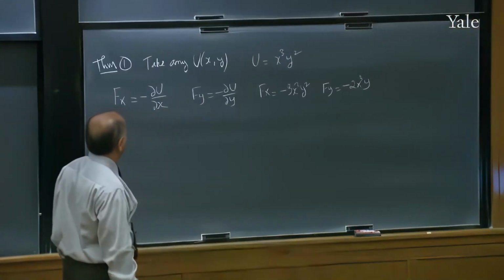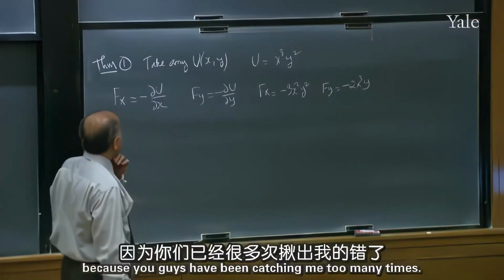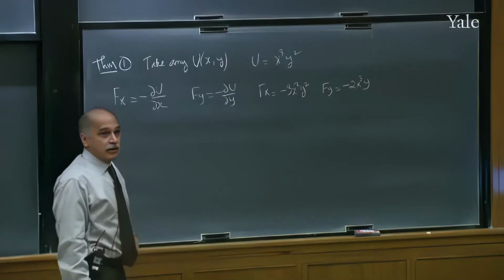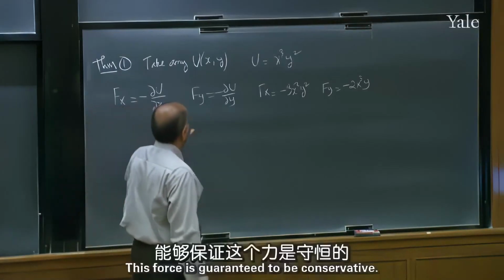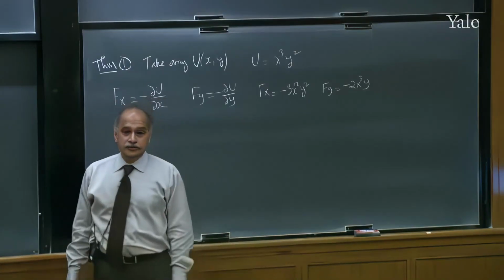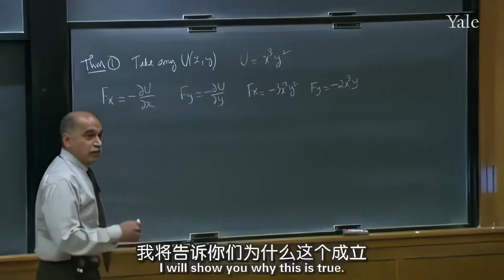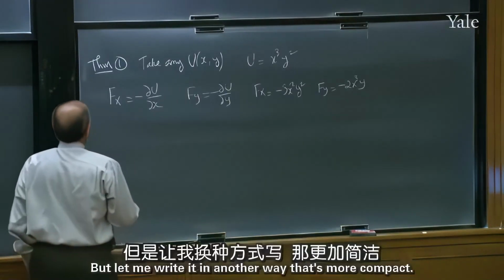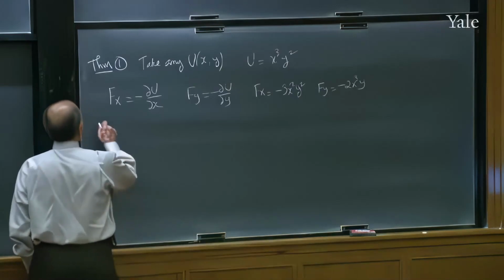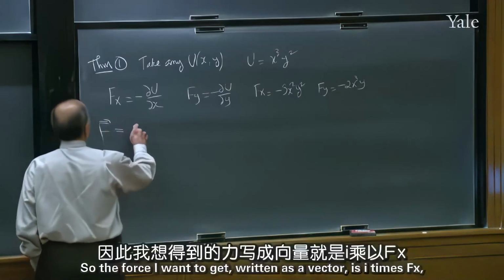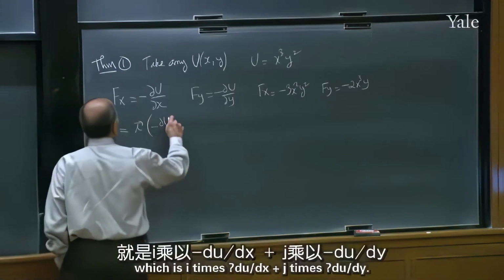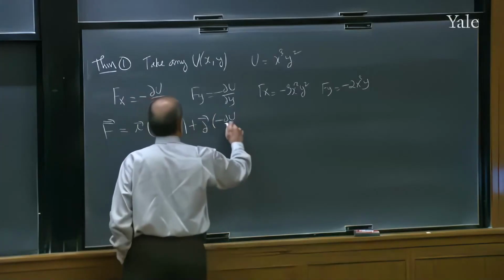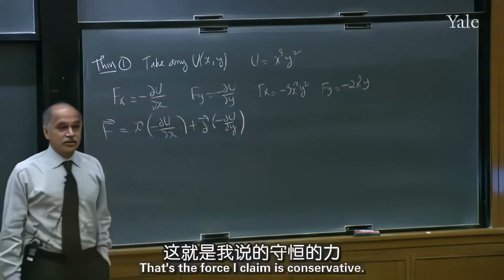Let me see if I got that right, because you guys have been catching me too many times. Okay, I think that's all right. This force is guaranteed to be conservative. I will show you why that is true. Why is this magic working? But let me write it in another way that's more compact. The force I want to get, written as a vector, is i times fx, which is i times minus du dx, plus j times minus du dy. That's the force I claim is conservative.